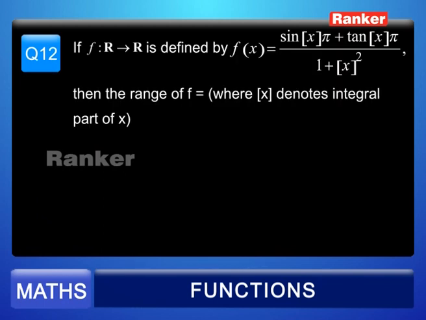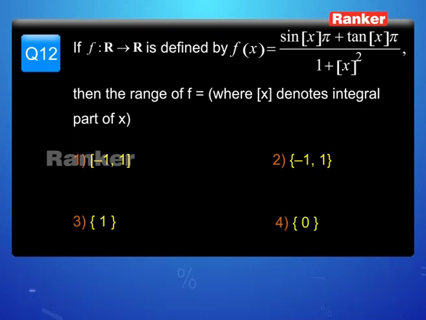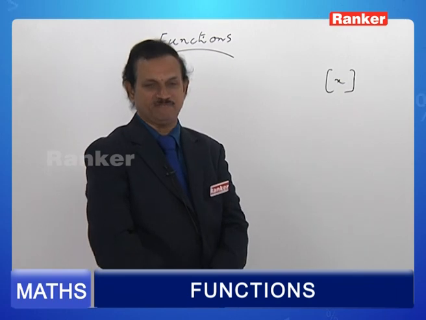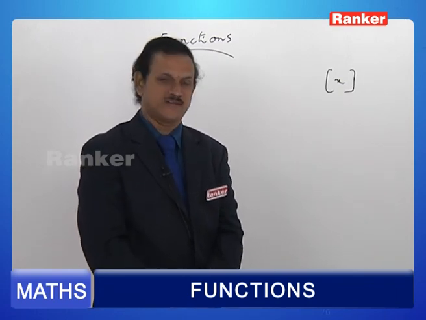Now the question is, f from R to R, once again a real function, is defined by f of x is equal to sine of integral part of x into pi plus tan of integral part of x into pi, by 1 plus integral part of x whole square. We all know that the symbol integral part of x denotes the largest integer less than or equal to x. Then he is asking us, what is the range of f?